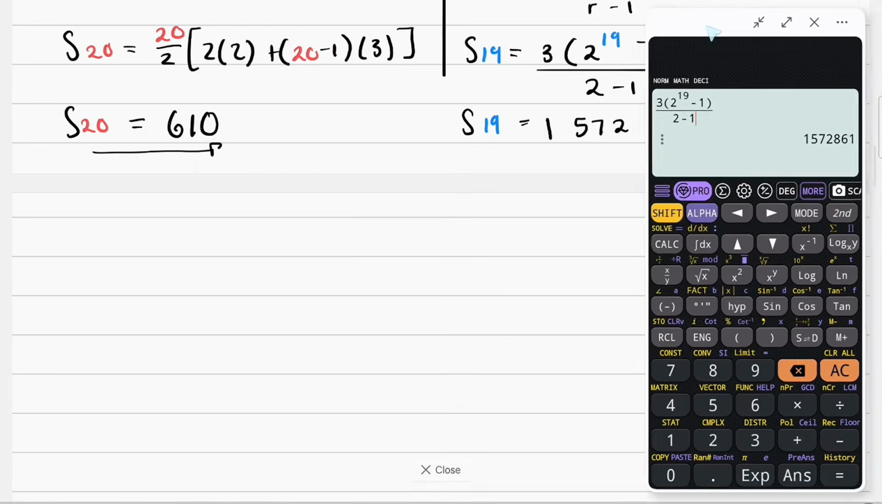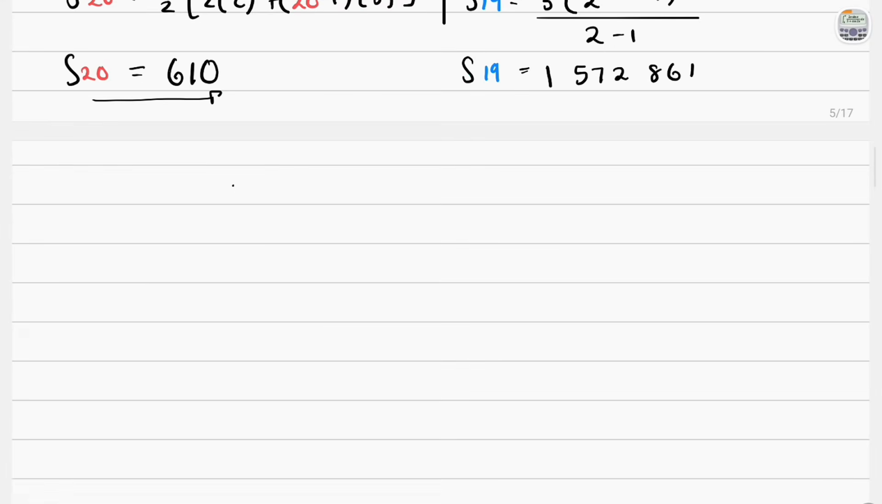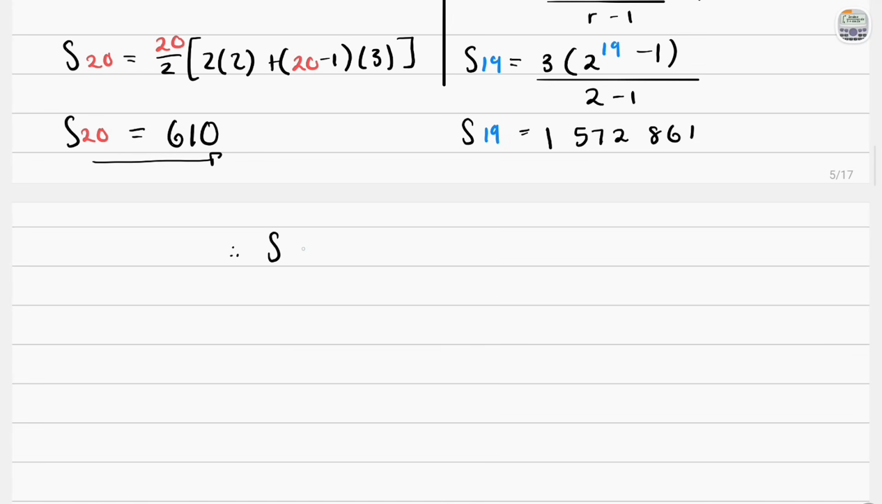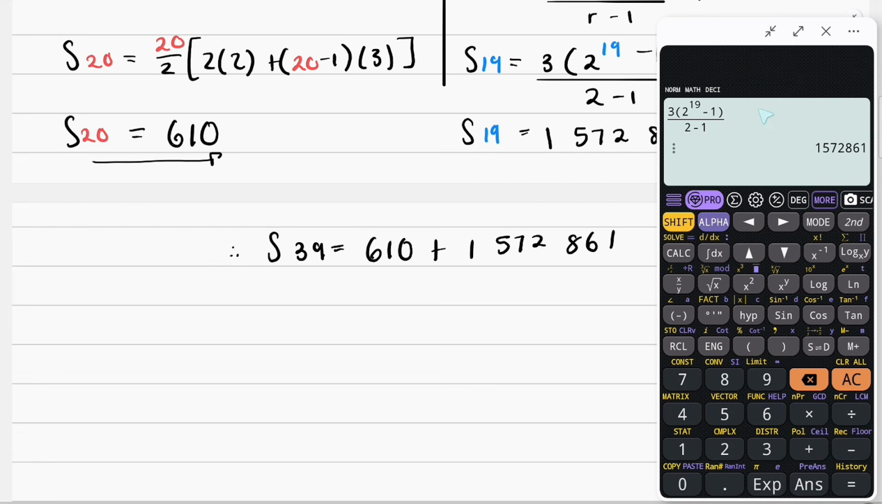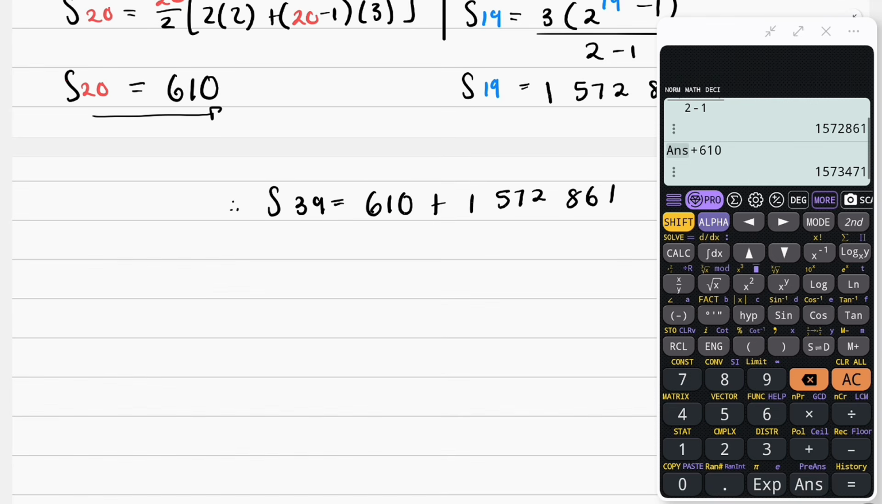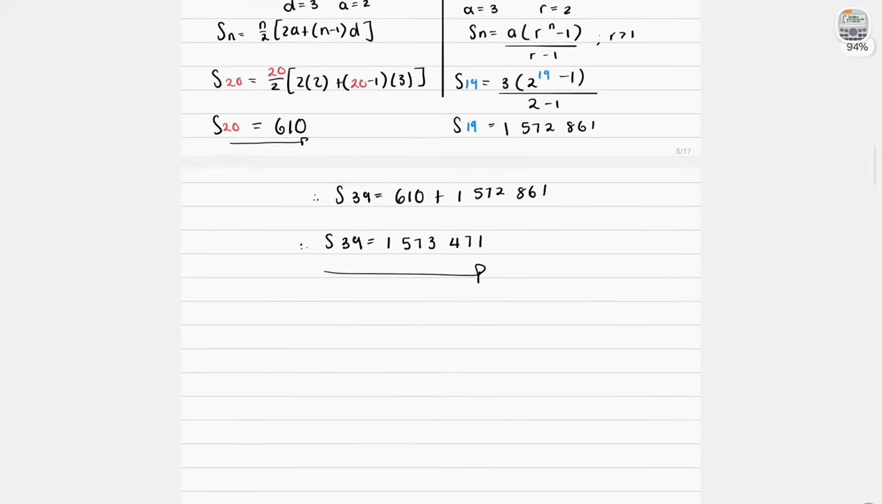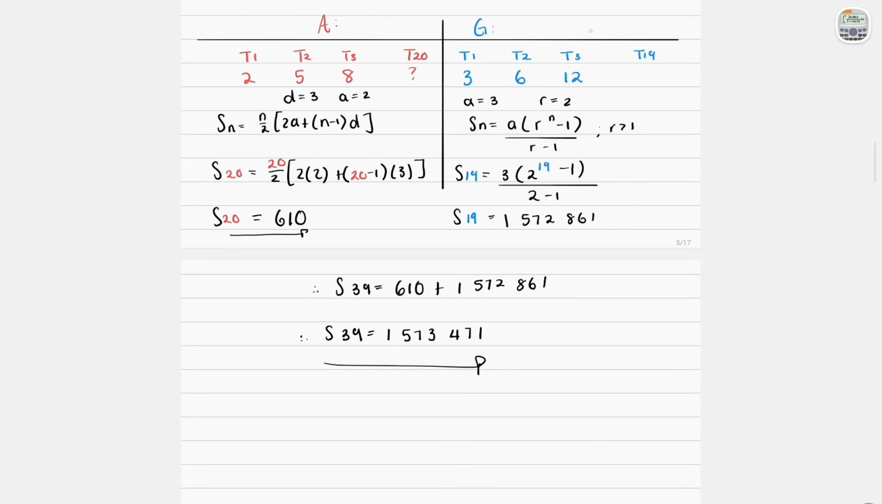1,572,861. And so, to find the total sum of the 39 terms, we're just going to say the 610 plus the 1,572,861, and that will be our answer. So just add to this, we're just going to say plus 610. And so therefore, the sum of 39 terms is equal to 1,573,471. And that is our answer. Okay, moving on to the next question.